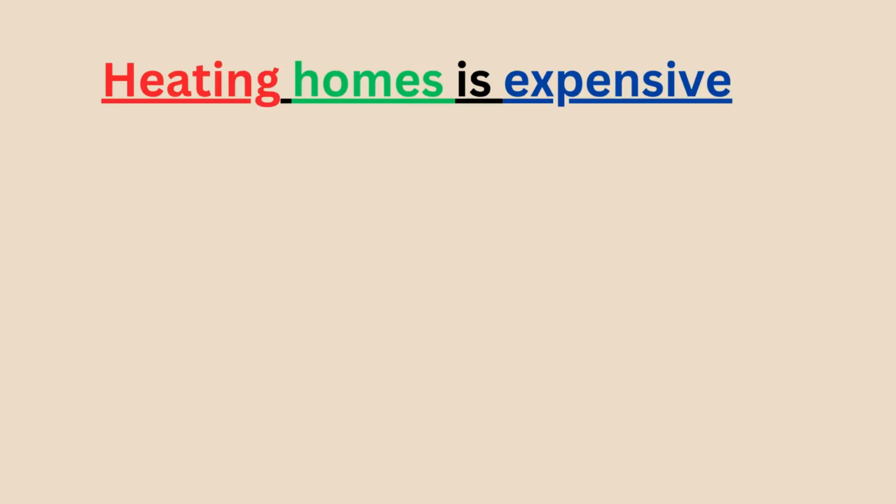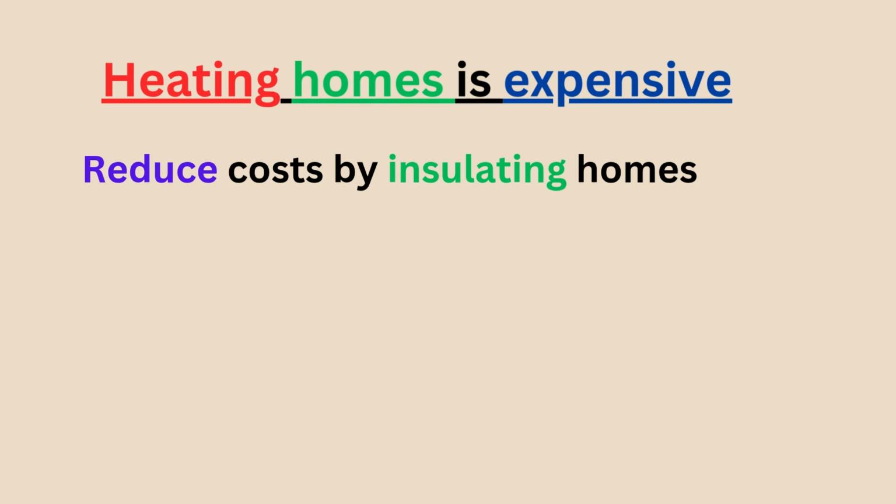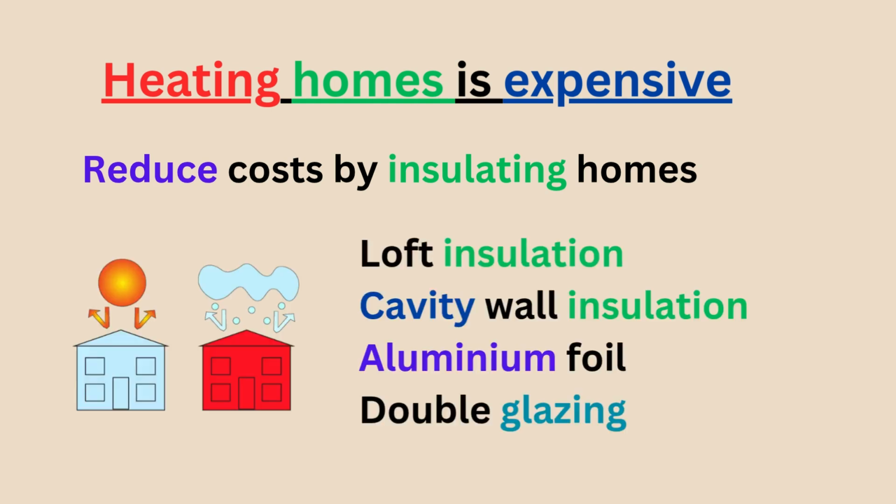Heating homes is expensive. We can reduce our energy bills by insulating our homes. When our homes are well insulated, it will mean that the temperature inside the house is more stable because less heat energy will be transferred between the inside of the house and the outside. There are different insulation methods such as loft insulation, cavity wall insulation, external wall insulation for solid walls, aluminium foil behind radiators, and double glazing.